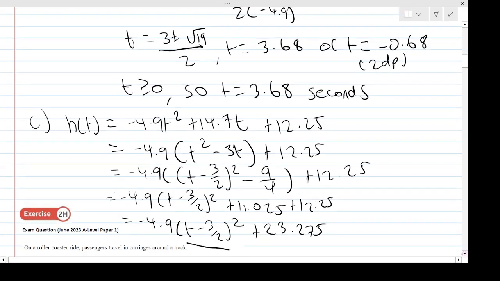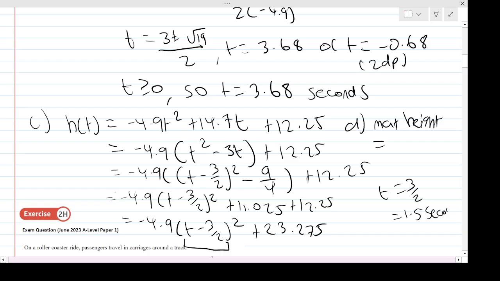Well, we completed the square already. So I'm going to do part two here. The max height, that occurs when the bracket equals 0. So for that to happen, t has to equal 3 over 2, which is obviously 1.5 seconds. And then the maximum height is, well, if this bracket equals 0, then this whole thing goes away. So that'll all go to 0. So I'm just simply left with the number outside.